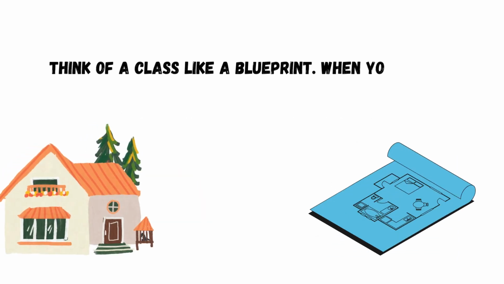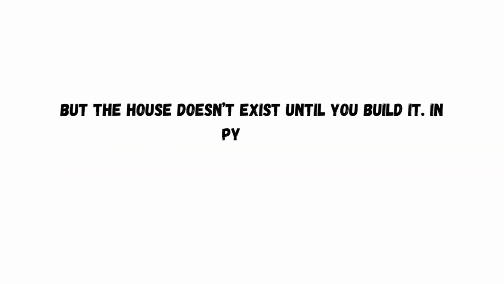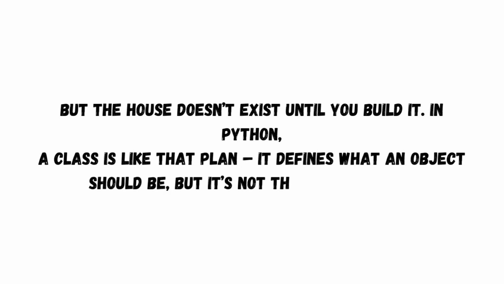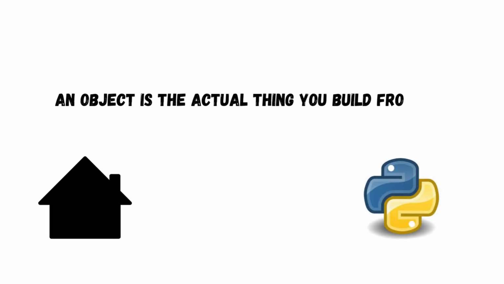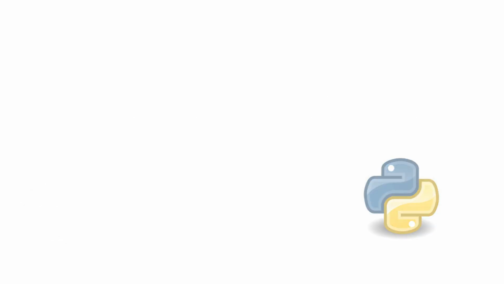Think of a class like a blueprint. When you build a house, you use a plan or design. But the house doesn't exist until you build it. In Python, a class is like that plan. It defines what an object should be, but it's not the object itself. An object is the actual thing you build from the blueprint. It's like building a house from that plan.